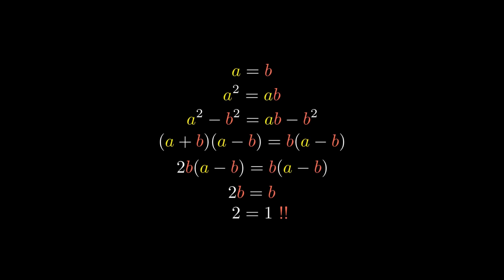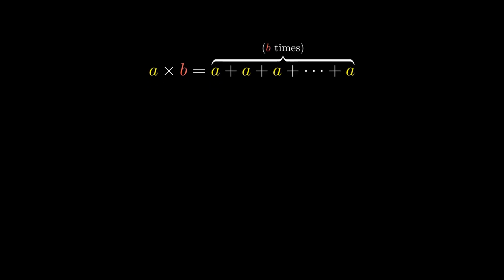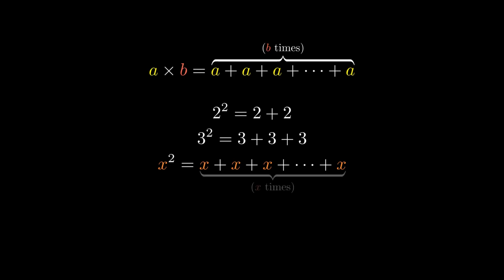Now is the time for some real math magic. Are you watching closely? Multiplication can be thought of as repeated addition. That is, a times b equals a plus a plus a repeated b times. 2 squared is equal to 2 plus 2. 3 squared equals 3 plus 3 plus 3. In general, x squared is x plus x plus x repeated x times for all non-negative real x.